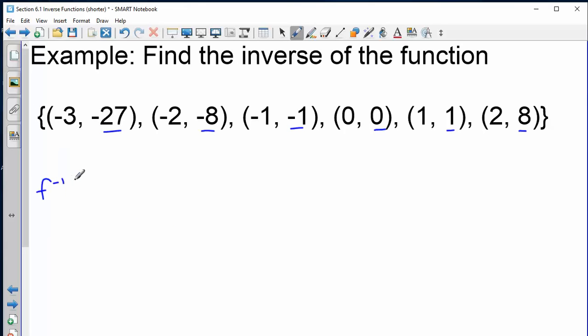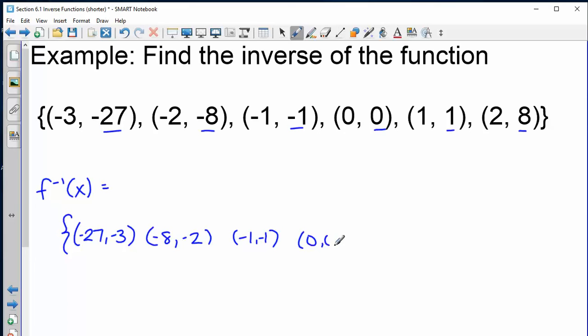So the inverse here would be what ordered pairs? To find the inverse, I said you just reverse x and y. So if it was negative 3, 27, when I reverse that, it becomes 27, negative 3. You just flip them. So negative 2, negative 8 becomes negative 8, negative 2. Negative 1, negative 1 will stay the same. 0, 0 stays the same. 1, 1 stays the same. And 2, 8 would become 8, 2. So all the inverse does is flip the x and y.